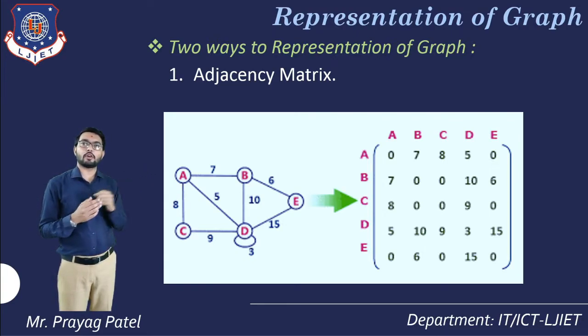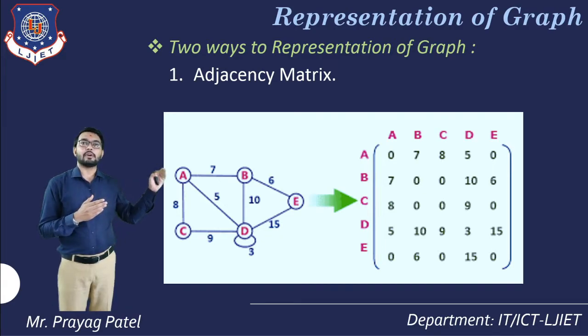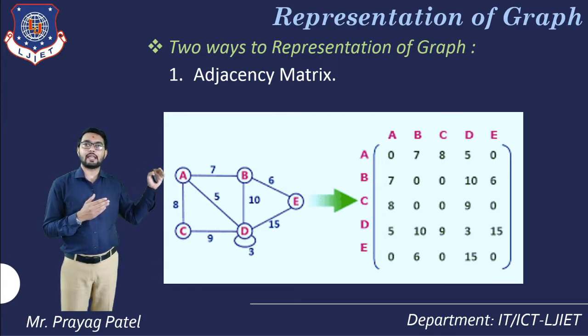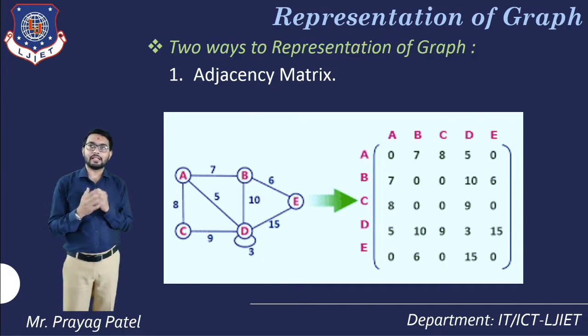Consider the total number of nodes are A, B, C, D, E, which means 5 nodes. So represent this graph using a 5 cross 5 matrix. First consider the row as A, B, C, D, E and the column as A, B, C, D, E. Now, is the A to A path available? No. So write the 0. Now consider A to B. The second block is A to B. In A to B, here is the path available?